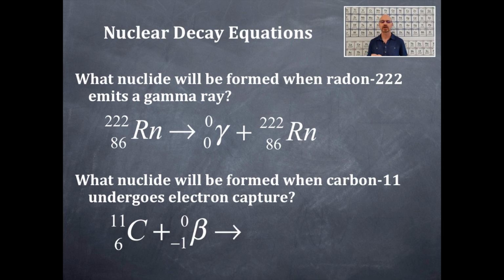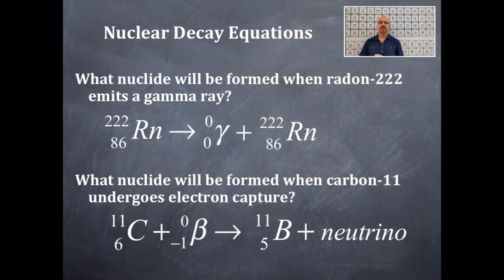Now what we're going to do is the math associated with this. That's 11 plus 0, that's going to be 11, and then 6 plus negative 1, that's going to be what number? I hope we got that. Okay, and that's a 5. So now we're going to find 5 on the periodic table. That's boron, and this is atomic mass of 11. And there's a neutrino that's emitted as well on this one. Hopefully that worked out well for you.